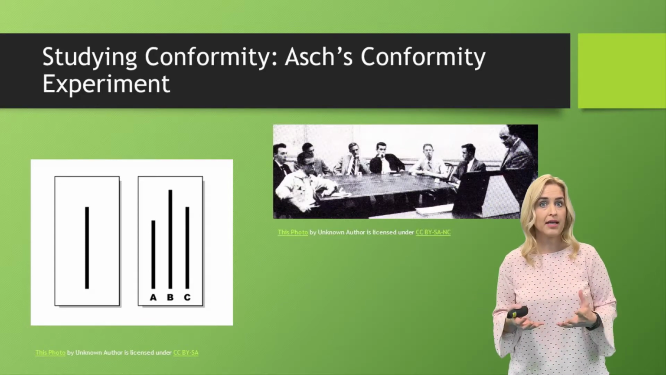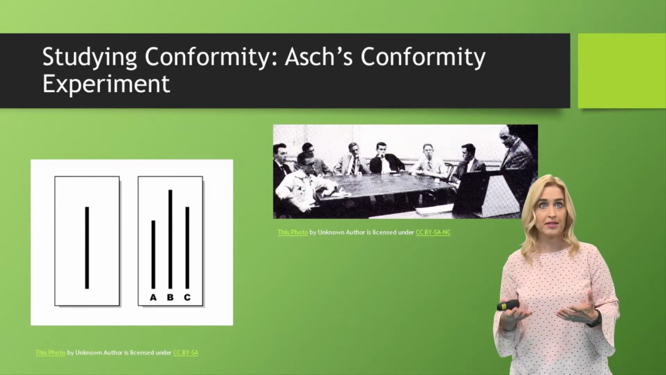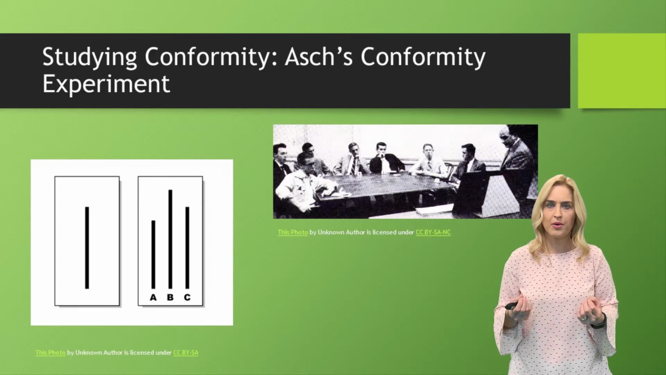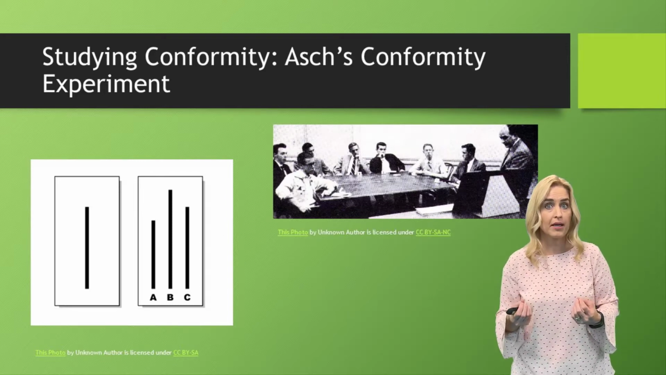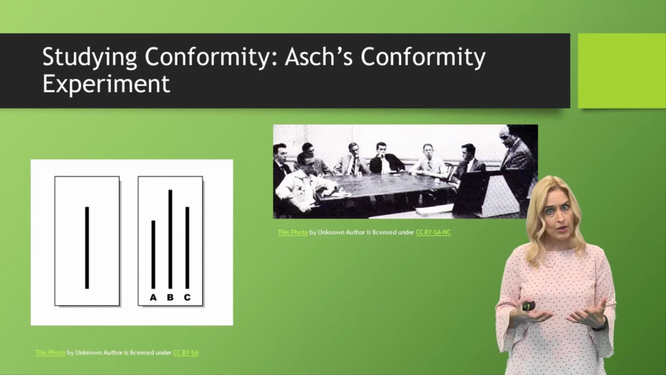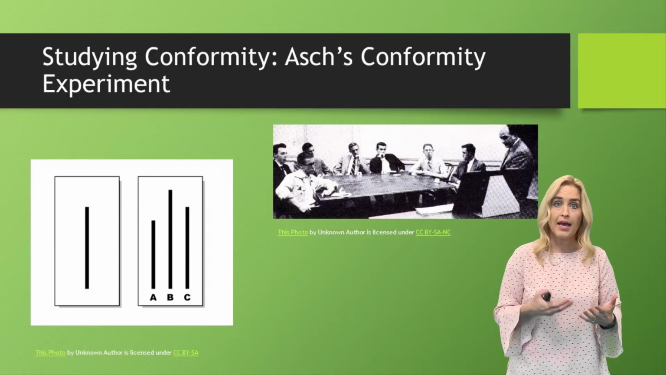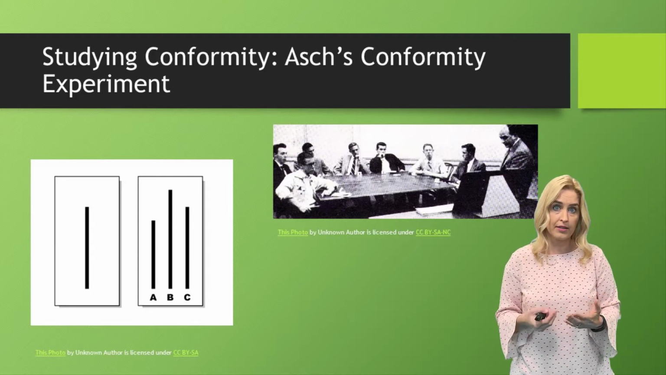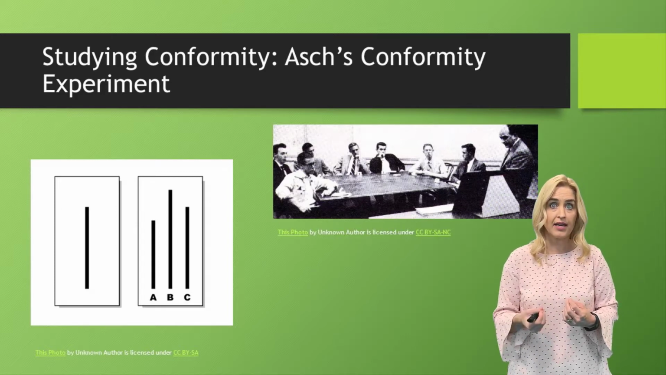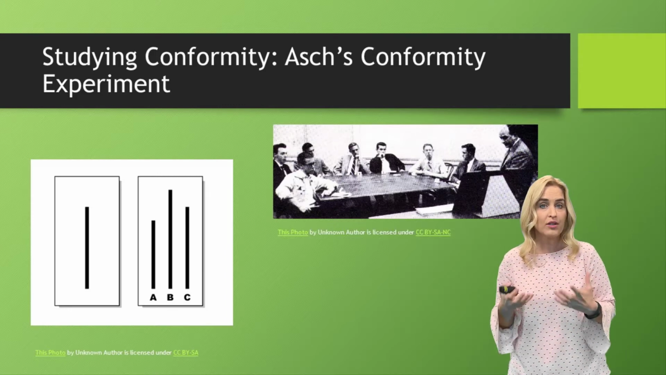He put them around a table and had them look at these lines, and everyone in the group said that B matched the line. But this one person who didn't know anything about it had a choice to make. Do they conform with the group, or do they say C, which they know is the one that actually matches the line? In 75% of the cases, at least one time the participant went along with the group. And that was what Asch really wanted to know.